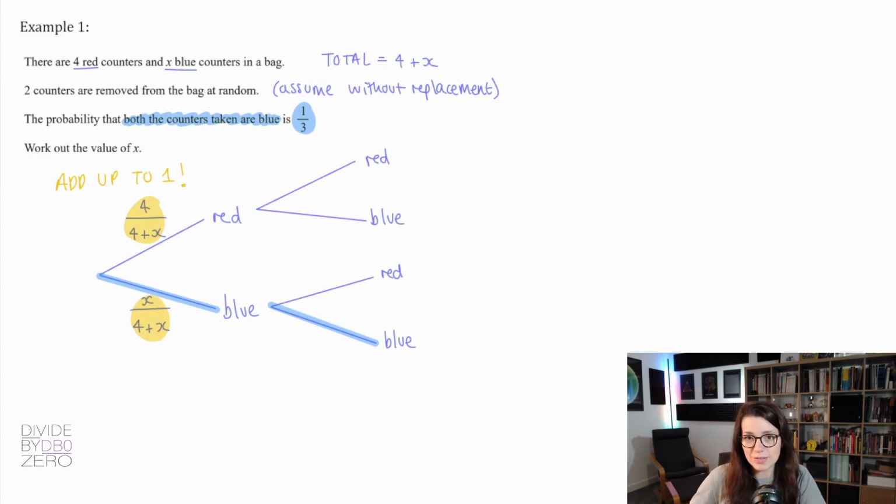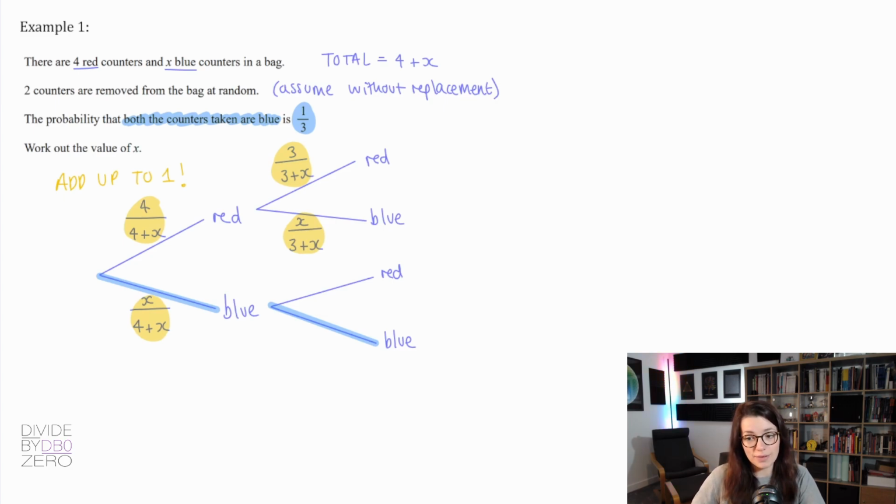So if a red counter has already been taken, the probability of getting another red counter is going to be 3 out of 3 plus X, because now there are 3 red counters to choose from and 3 plus X in total. The probability of selecting a blue counter if a red one was taken first is going to be X over 3 plus X, because there are still X blue counters to choose from. Once again, you can check that these probabilities add up to 1 whole to see if you're going along the right lines.